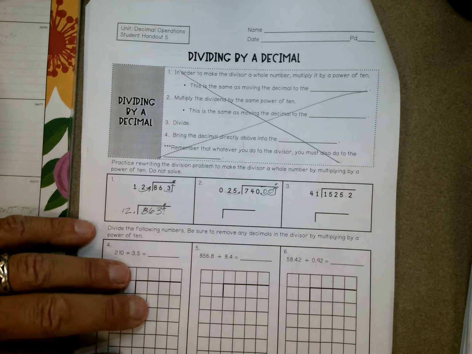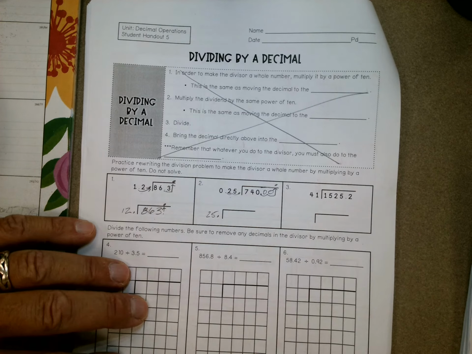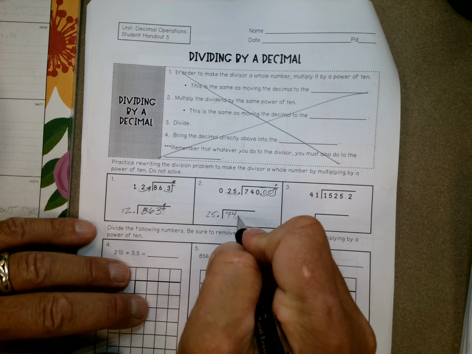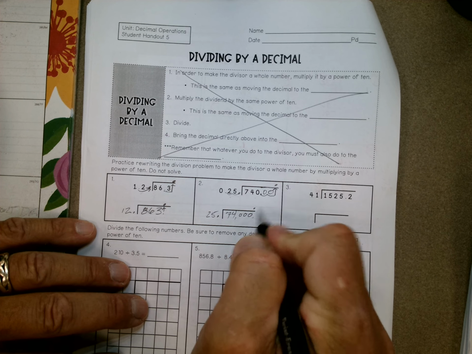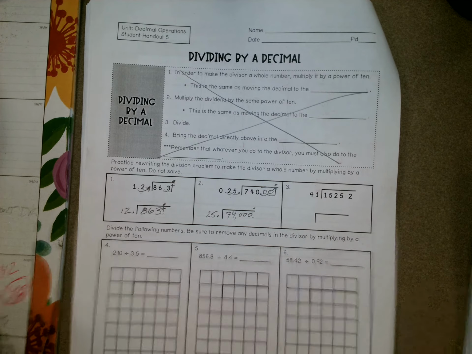So let's clean this up a little bit. So let's put 25 here, and we can put the decimal there. And let's put 74,000, okay? Decimal there, and it's right there. So this is the same as this. It's just a cleaned up version, right?